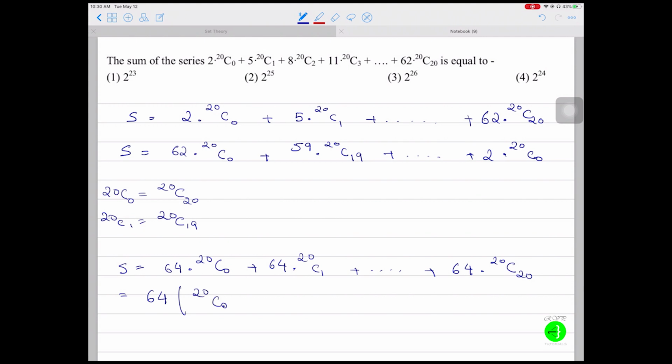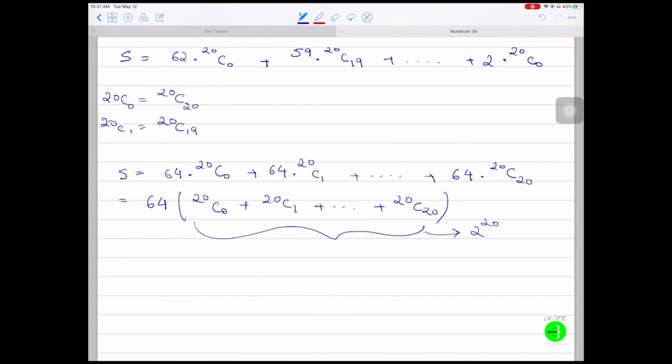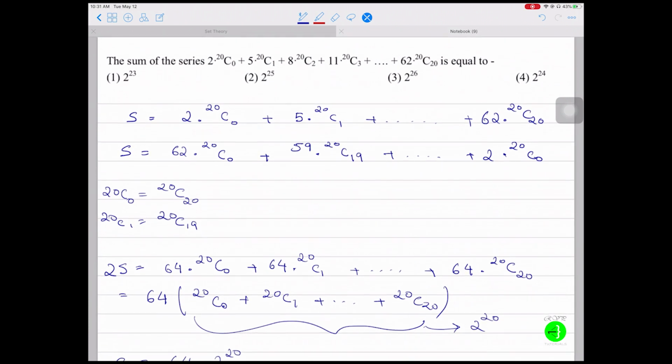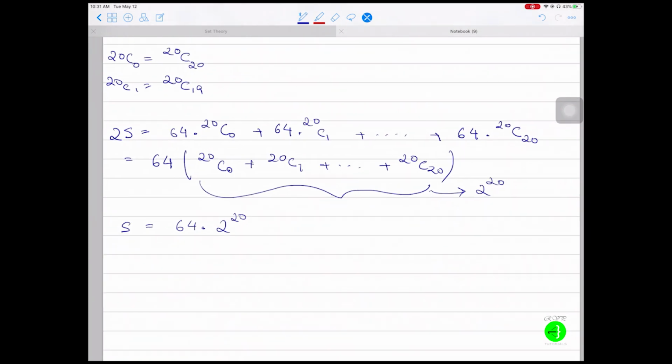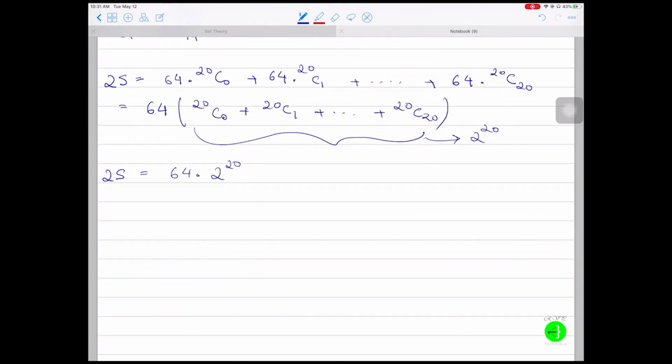So 64 can be factored out. We are left with 20 choose 0 plus 20 choose 1, and so on, 20 choose 20. And we know that the sum of this is 2 to the power 20. So the sum of the whole sequence is 64 times 2 to the power 20. And here actually this thing is 2 times the sum of the sequence because we are adding equation 1 and equation 2. So this is 2 times the sequence.